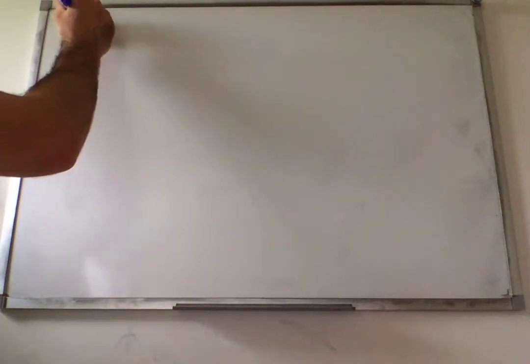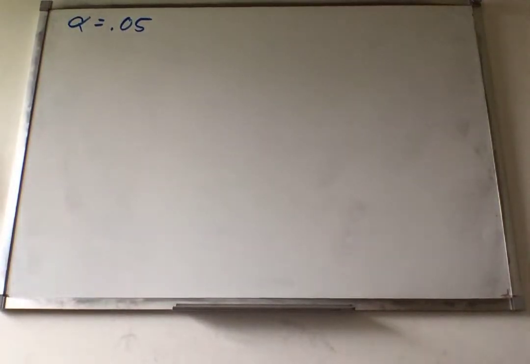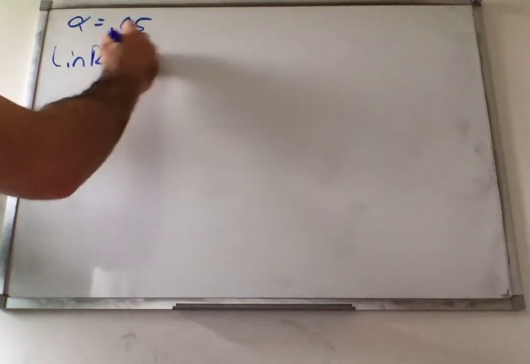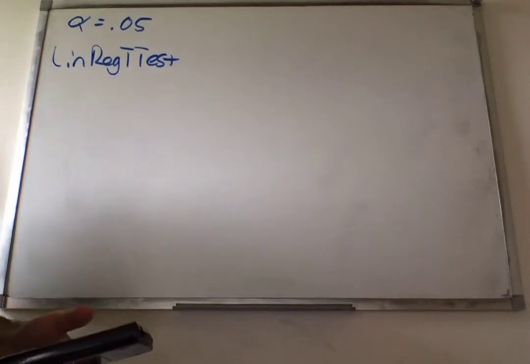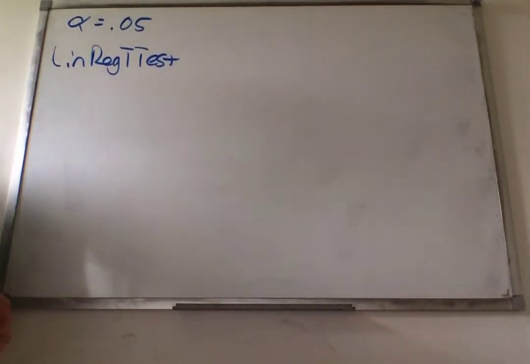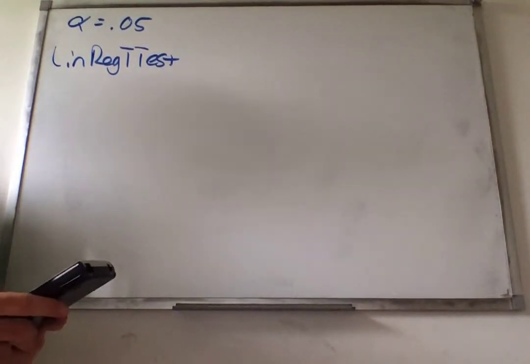Let's see, we are going to test at alpha equals 0.05. A lot of these linear regression tests are tested at the 5% level of significance. And we're just going to use the linear regression t-test. So we're going back to that first example with the 11 statistics students, and if you know their third exam score, can you predict their final exam score?